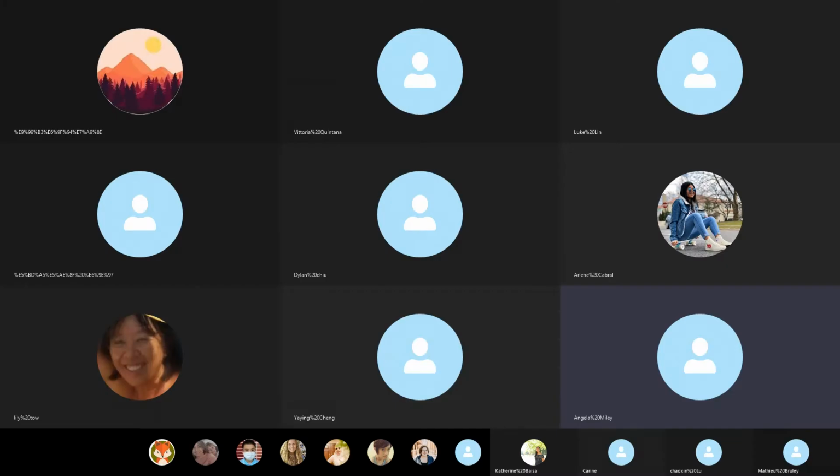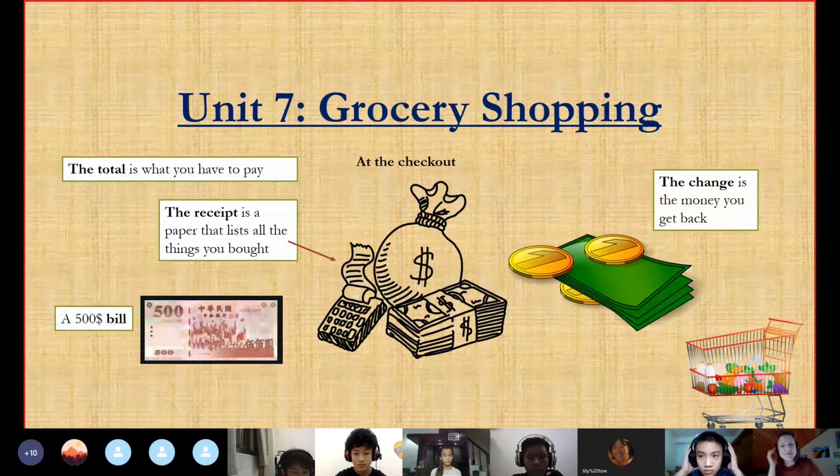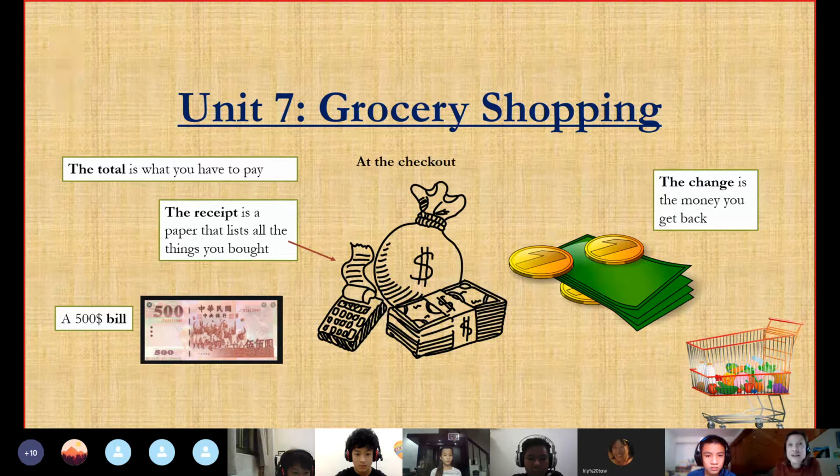So first, let's look at some words we already know. So, Bruce, can you maybe explain what is the total? Is the all thing. So it's the price of everything that we buy.